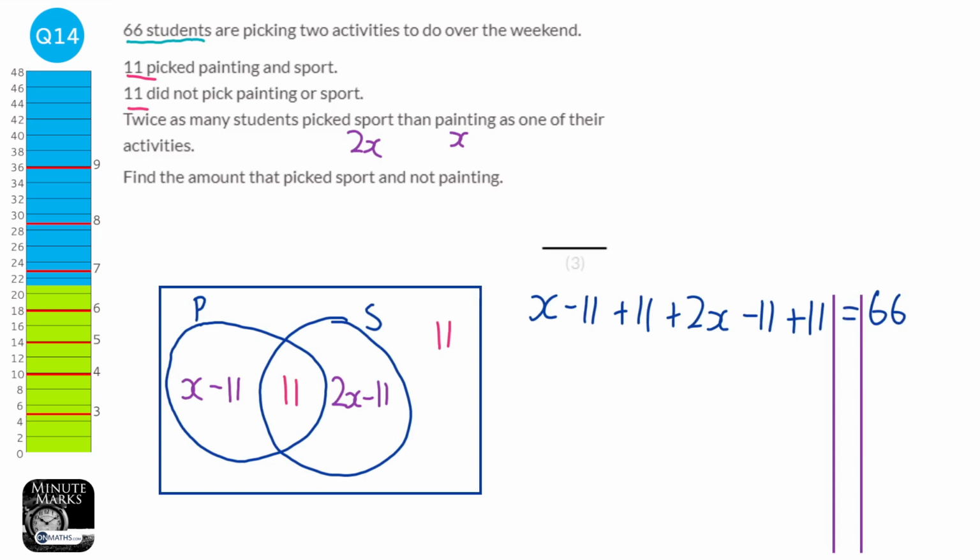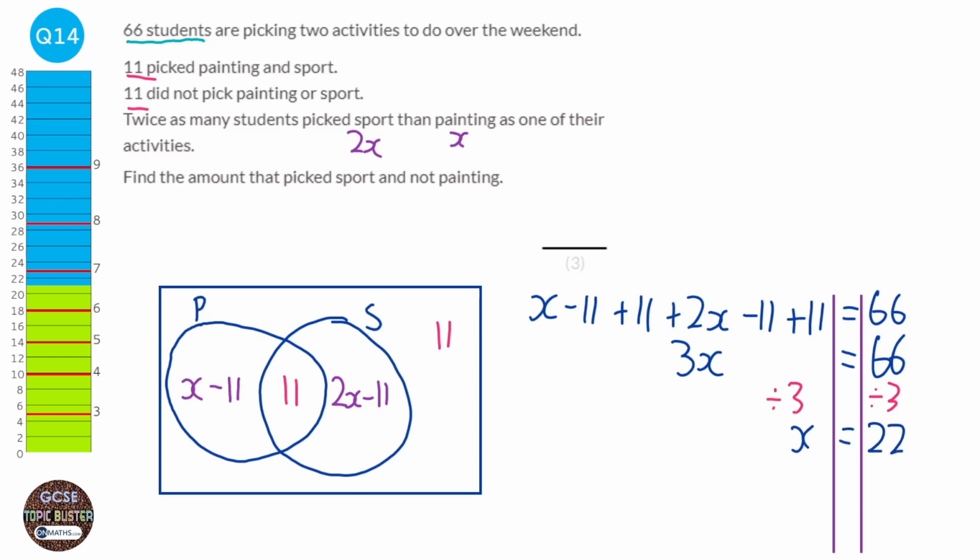Now here we've got x plus 2x, which is 3x. And we've got minus 11 plus 11, minus 11 plus 11. Well, those just cancel out. So we're left with just 3x equals 66. We're going to divide that by 3 both sides. So we've got x equals 22.